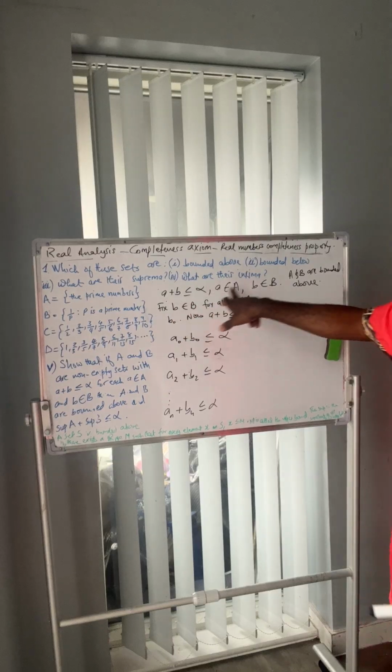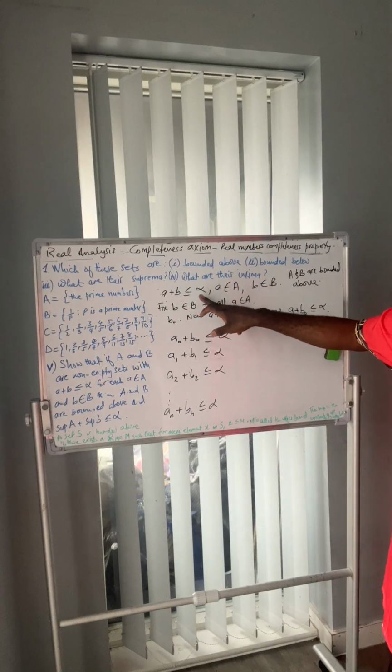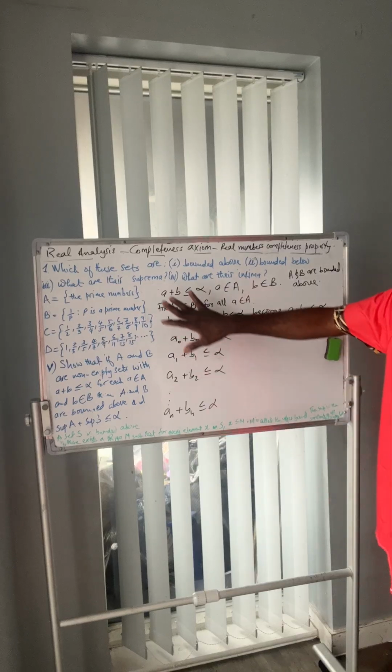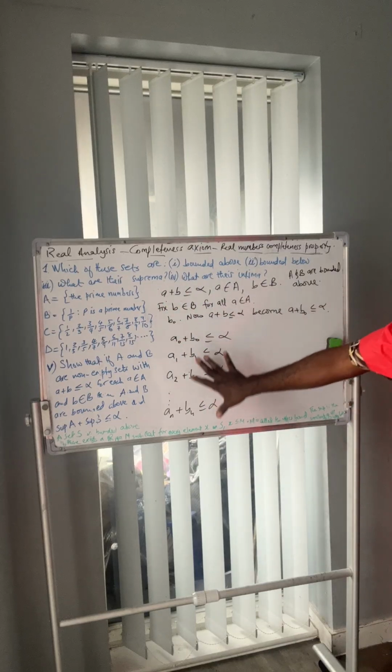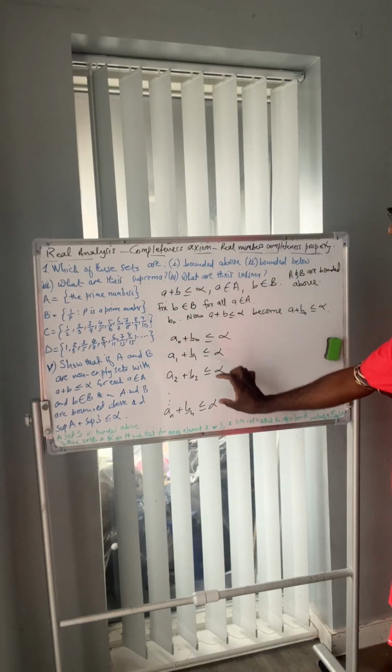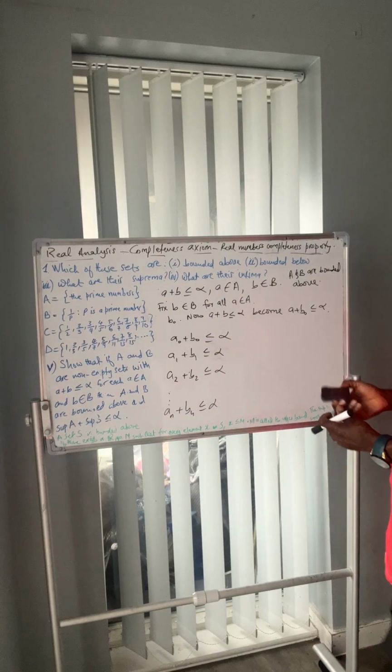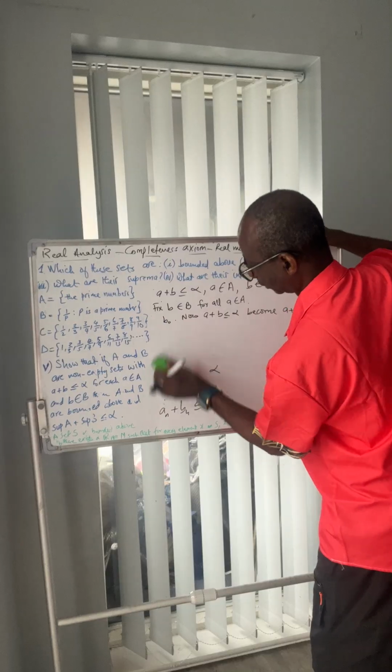That is what this statement is telling us. A plus b less than or equal to alpha, a in A, b in B. This is what it's telling us. When you pair them, this is what you get. Anytime you pair two of them, you get this. Yeah? So, now let's go back to the problem.